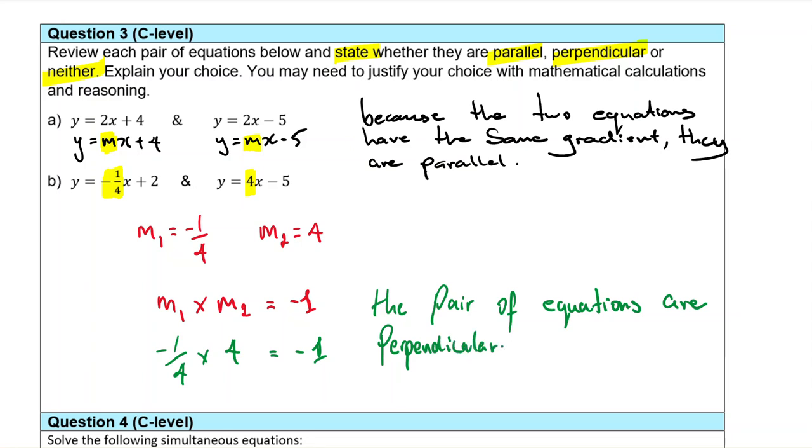And if you just wanted to visualize it, if they are parallel, they're going to be straight lines that never meet. If they're perpendicular, they're going to be at a right angle like that.